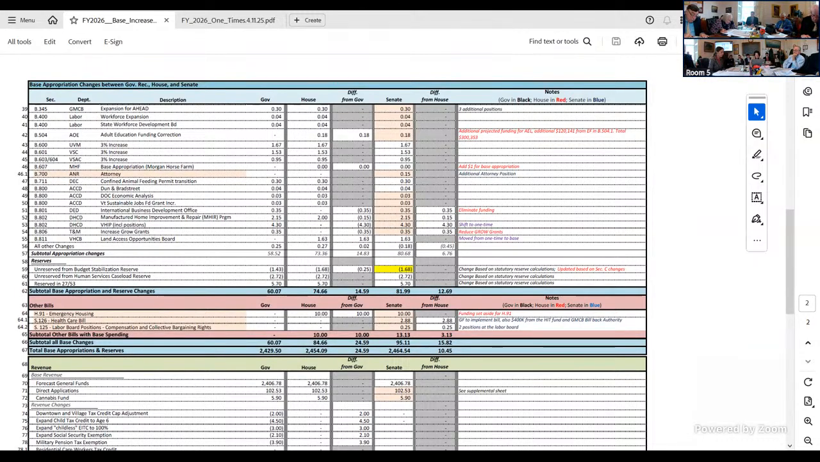Line 49 and line 50 were open, additional money for economic analysis of the Department of Corrections and for the Vermont Sustainable Jobs Fund. Those were left open. Line 51, the additional funding for the International Business Office at ECCD. The House took out all of the funding for the International Business Office. I know there was some conversation about this amount, but right now it's just what the governor proposed.